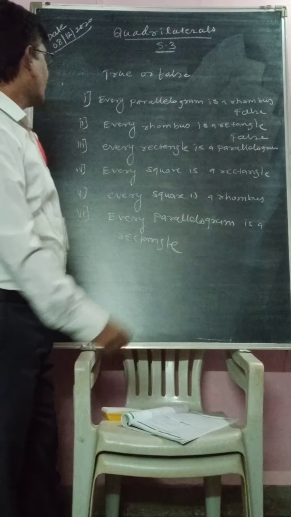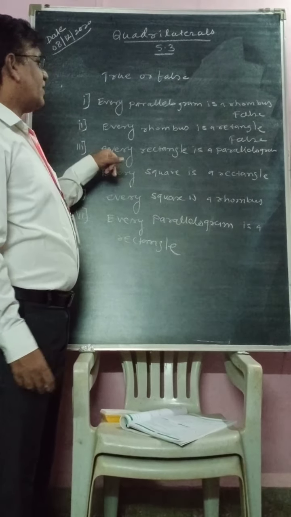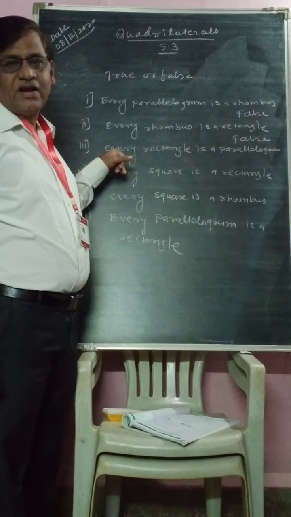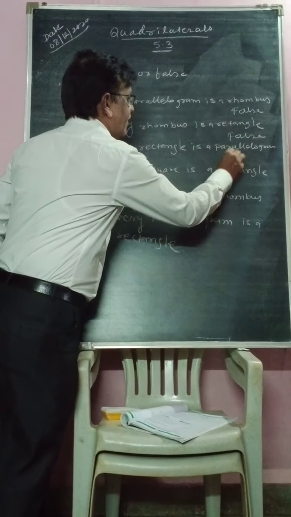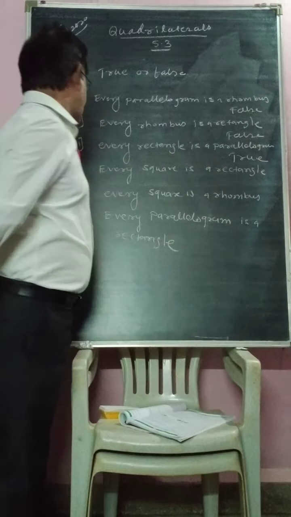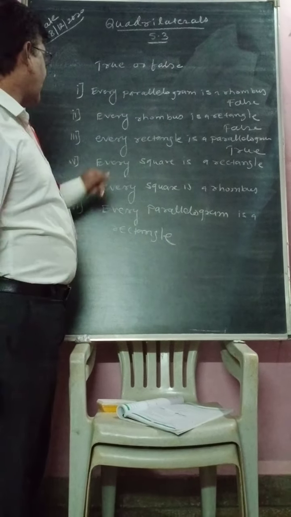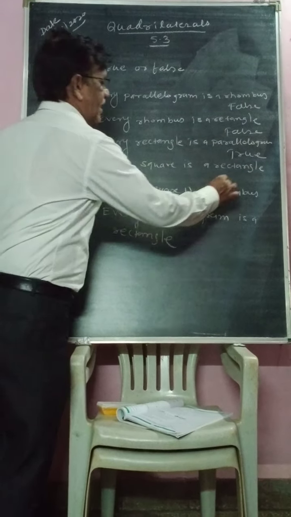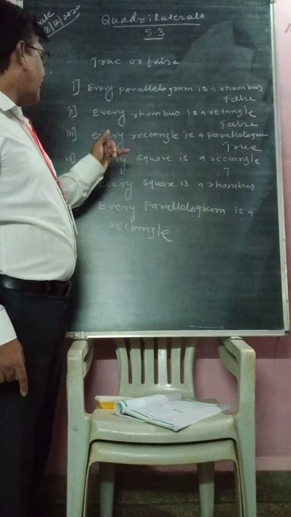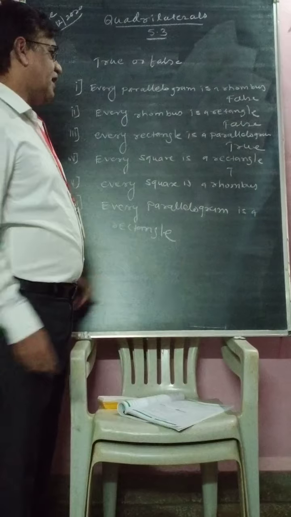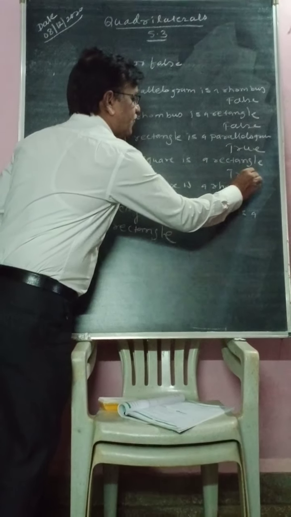Right? So every rectangle is a parallelogram. Yes, it is correct because opposite sides are equal and parallel. So it is true. Now every square is a rectangle. Yes, it is also true. Every square is a rectangle because in a rectangle all the angles are 90 and in a square also all the angles are 90. Okay, it is true.